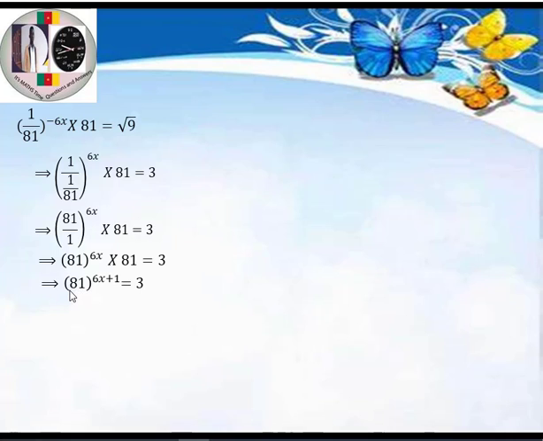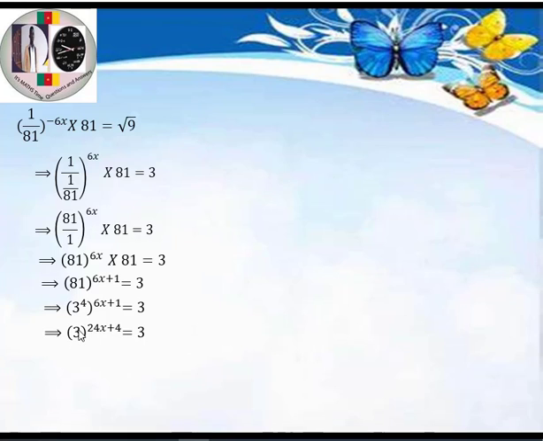But what is 81? 81 is simply 3 power 4. So we'll replace 81 by 3 power 4 to give us 3 power 4, all of that power 6x plus 1. Again, we are going to open up this bracket. We multiply 4 times 6x plus 4 times 1. So 4 times 6x is 24x plus 4 times 1 is 4.